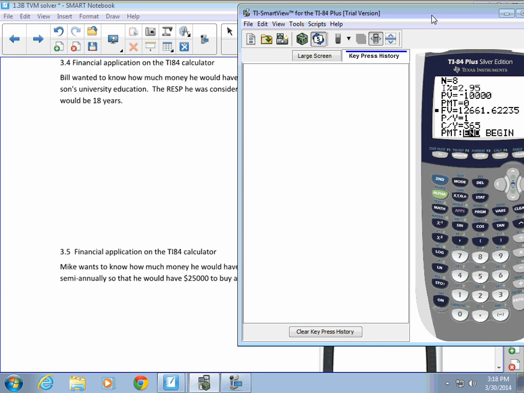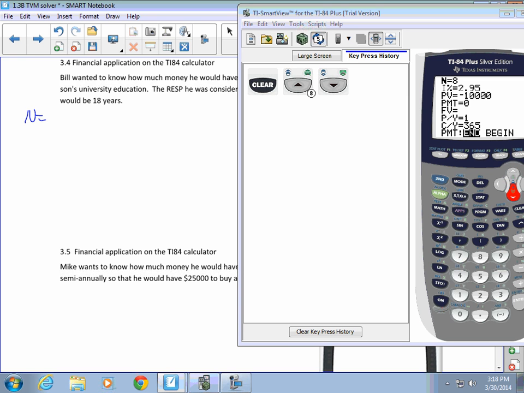So our number, or N, for this one, I don't think it'll let me clear everything. I think I have to go to each one and clear it. Does one move up? Okay. So our number of years then is 18.